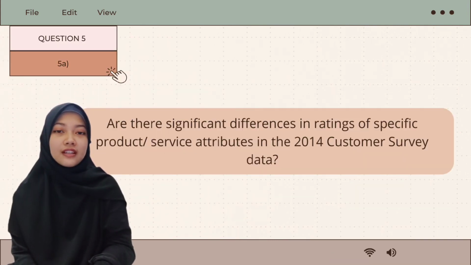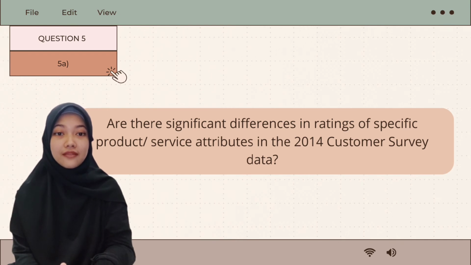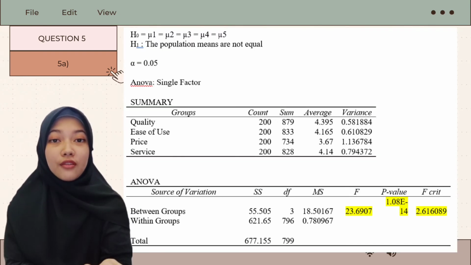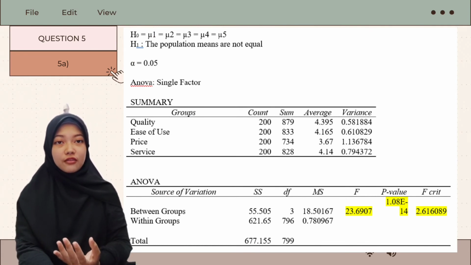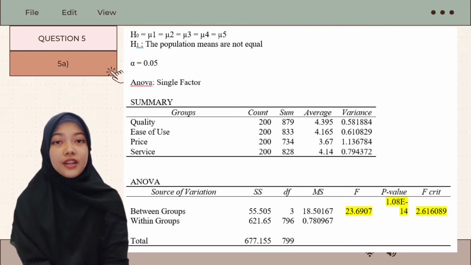For 5A, the question is, are there significant differences in ratings of specific products or services attributes in the 2014 customer survey? So let's see. We will use the ANOVA method to answer this question. This is the result we get after performing the ANOVA method on the data. The null hypothesis is H0, which equals mean 1, equals mean 2, equals mean 3, equals mean 4, and equals mean 5. And the alternative hypothesis is H1, the population means are not equal.